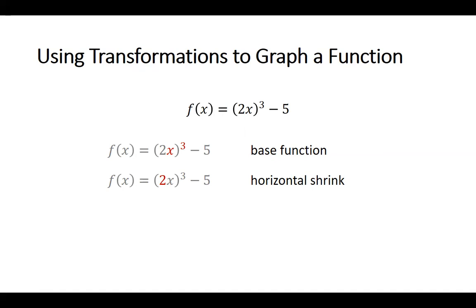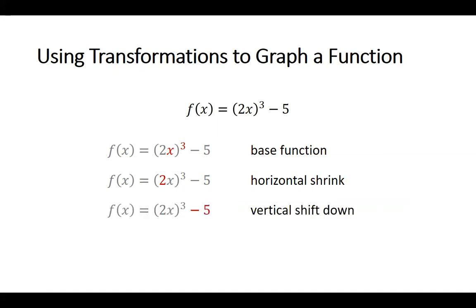So by doing that, we're causing a horizontal shrink. Remember, with a horizontal stretch or shrink, a number greater than 1 will cause a shrink. A number between 0 and 1 will cause a stretch. So that 2 is causing us to have a horizontal shrink. So basically everything's happening twice as fast as it normally would for the output.